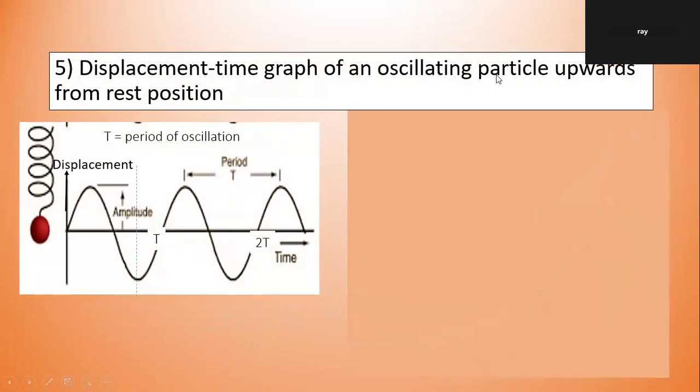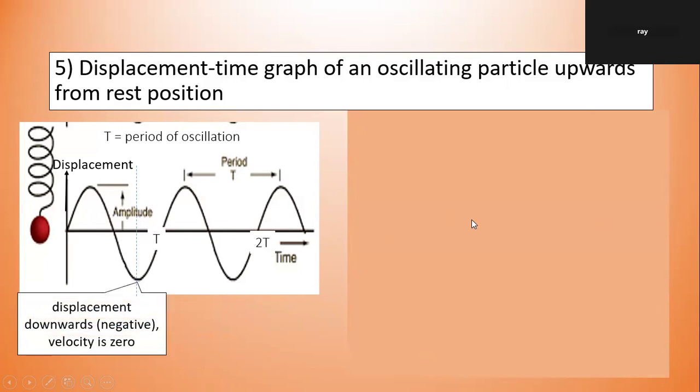Displacement time graph of an oscillating particle going upwards from the rest position. There's the rest position, the zero line. There's a period, we will define the term later on, and then there's twice the period. In this case, displacement downwards we take as negative. At this point, the velocity is 0. It doesn't move further down anymore, that's why the velocity must be 0.